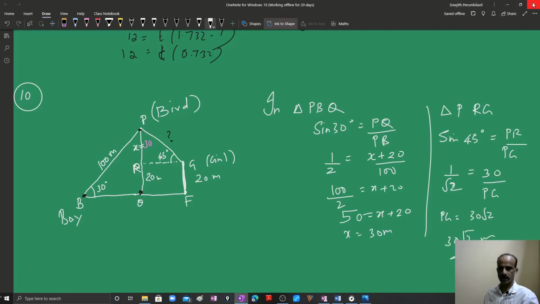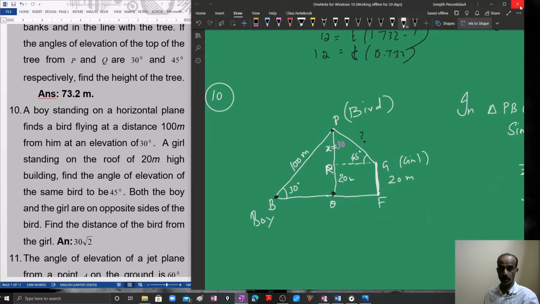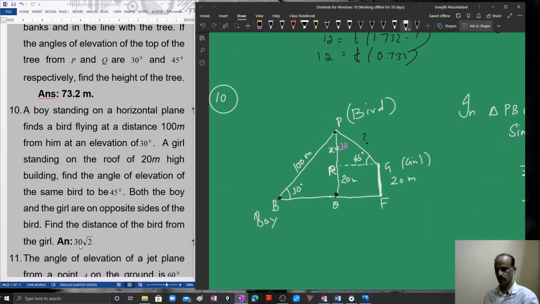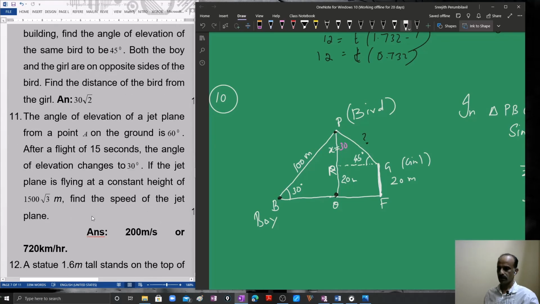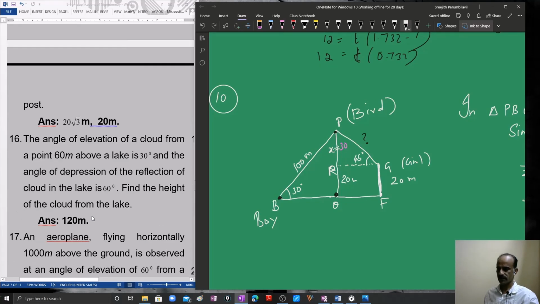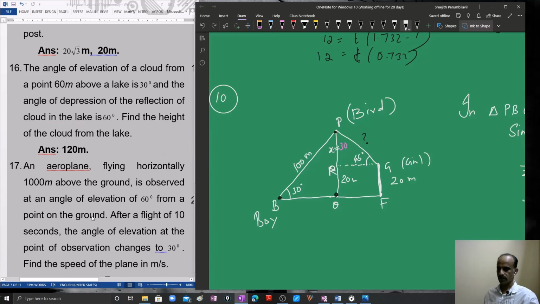We can use the value of root 2 as 1.414. 30 root 2 is given. Now, these are all the same type of questions we have done. Now I'll go for one question.